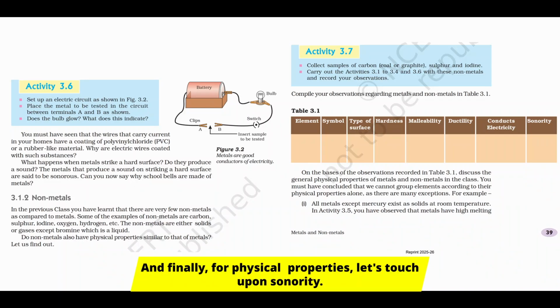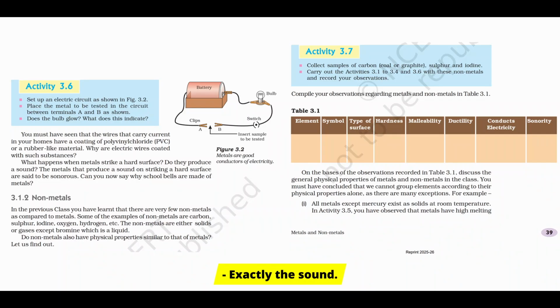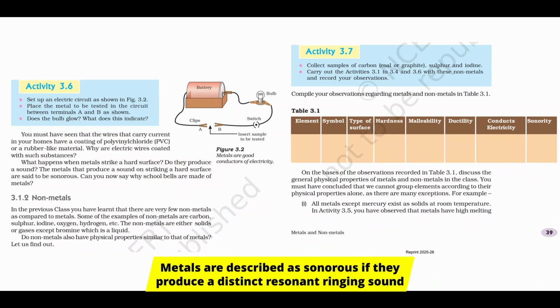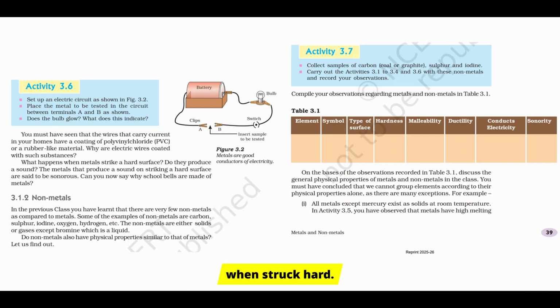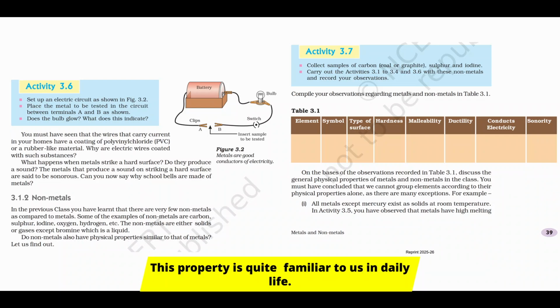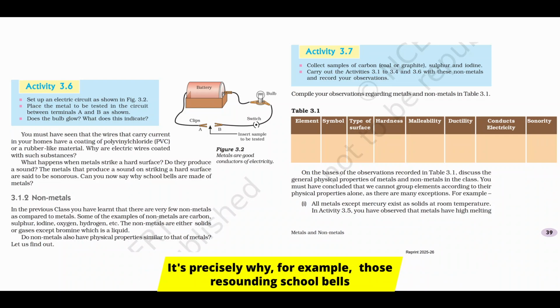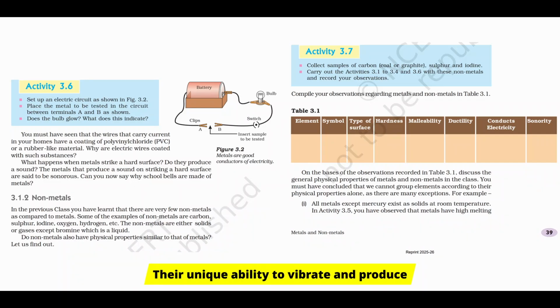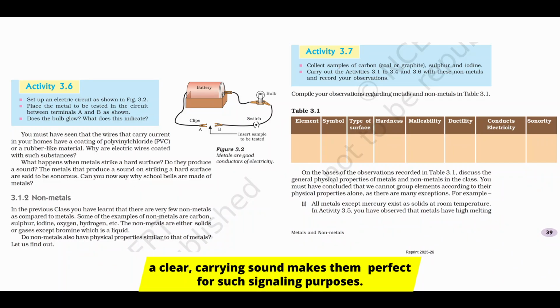And finally, for physical properties, let's touch upon sonority. Sonority, the sound. Exactly, the sound. Metals are described as sonorous if they produce a distinct, resonant ringing sound when struck hard. This property is quite familiar to us in daily life. It's precisely why, for example, those resounding school bells that mark the start or end of classes are traditionally made of metals. Their unique ability to vibrate and produce a clear, carrying sound makes them perfect for such signaling purposes.